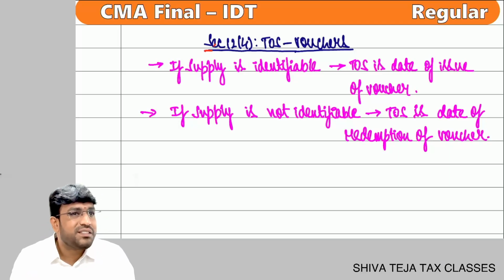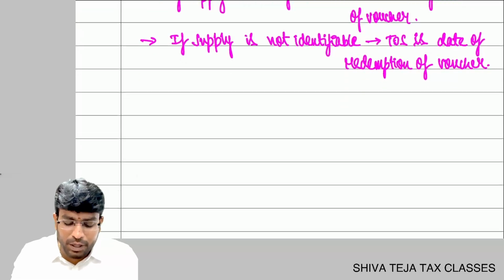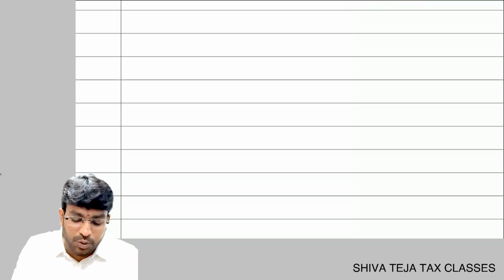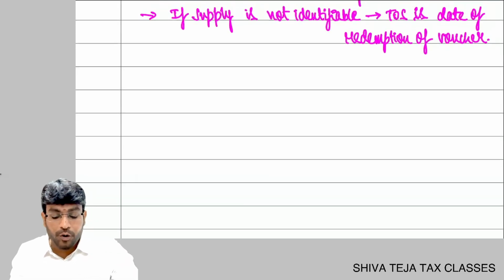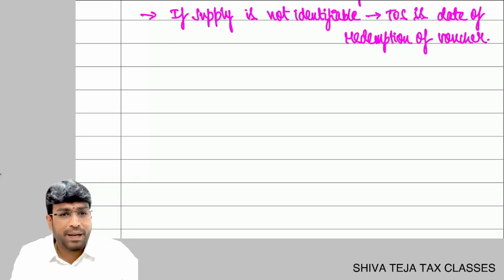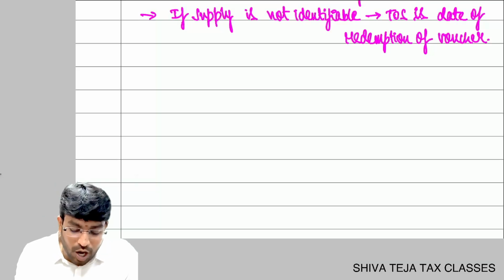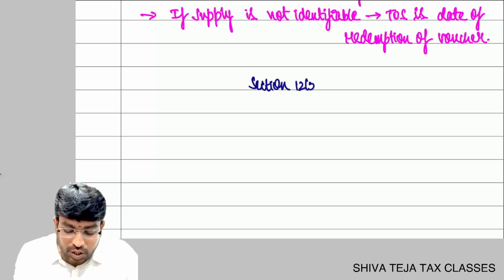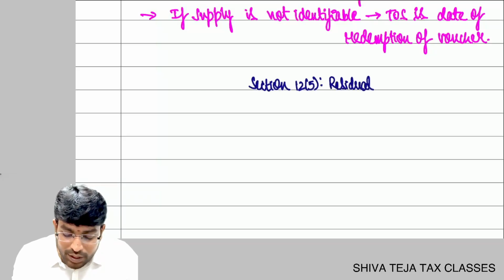I hope we are clear with this. Speak out. Next point also will complete, then you can take these 2 points together. 12.4 is what? Vouchers. Supply is identifiable, what is the answer? Date of issue of voucher. Supply is not identifiable. And section 12.5 is a residual case.